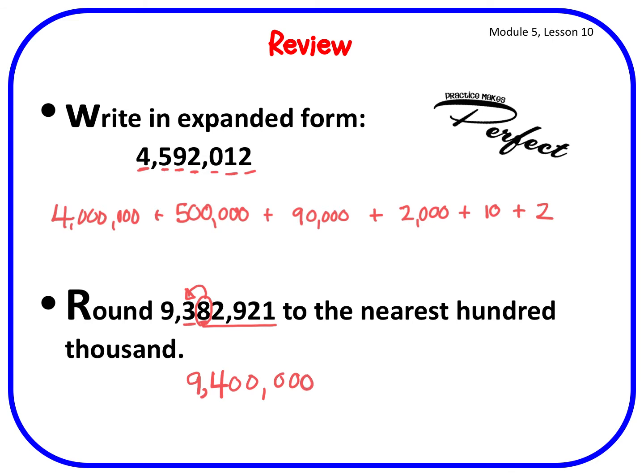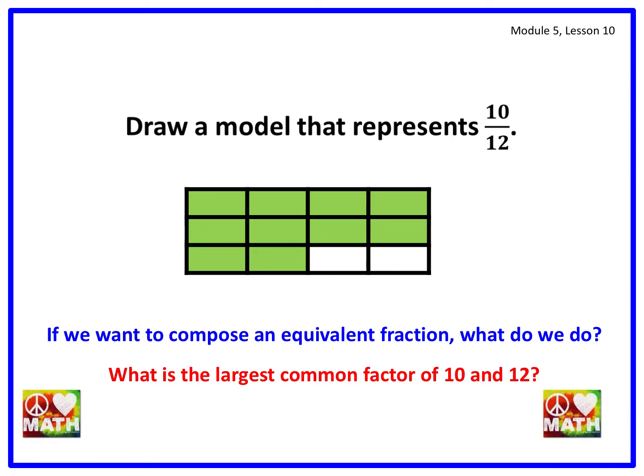So if I round 9,382,921 to the nearest 100,000, then my answer becomes 9,400,000. This is something we can use a lot of practice in, and we'll hopefully get more and more of that as we go. All right, here we go.